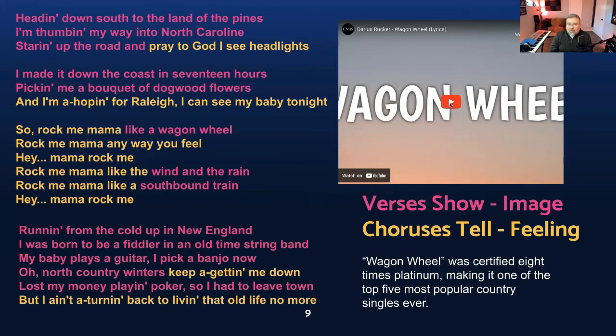So this is Wagon Wheel, which originally in the 70s, I think Dylan wanted to call it Rock Me Mama, but they changed the title to Wagon Wheel.